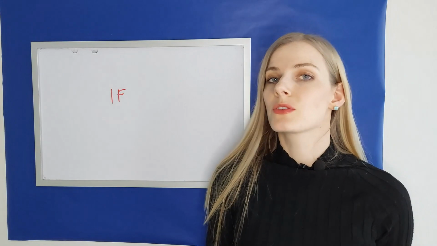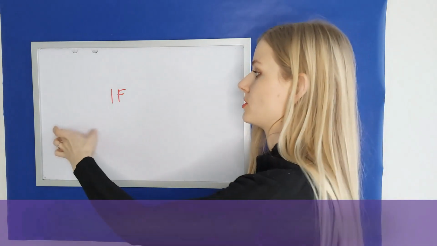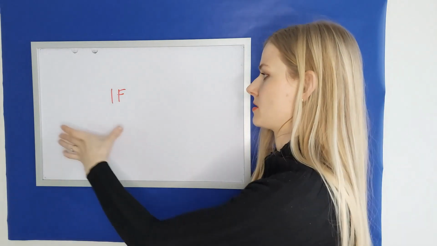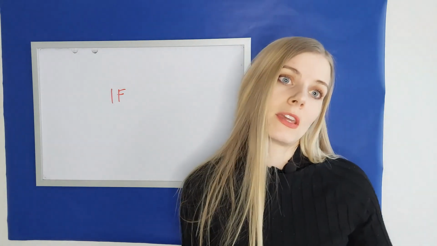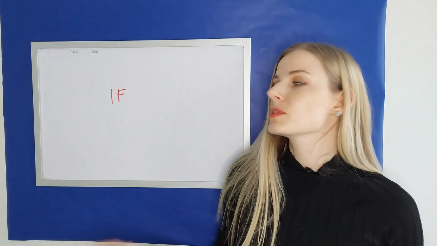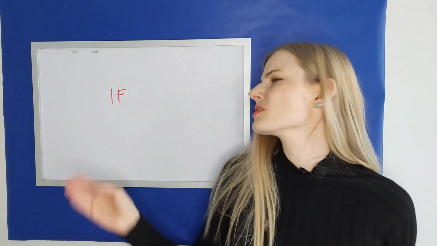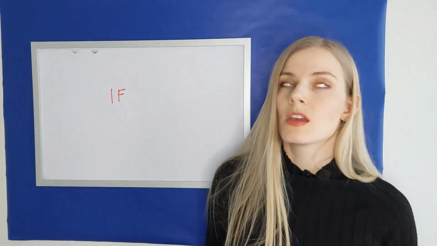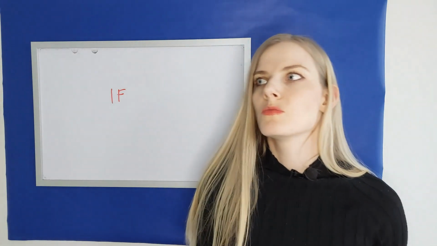And now we are moving to the second part. How to form the conditional clause. The conditional clause means it has more than just one phrase. It has two phrases and there is a condition. If something happens, then something else will follow. In English, it's not that complicated because we have the word if, which doesn't change. It's always if. If it was sunny, if I had time, if you listened to me.